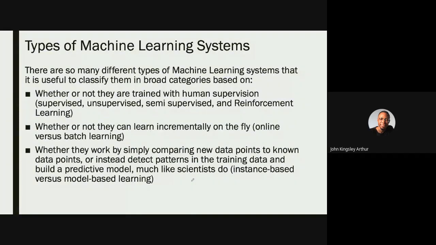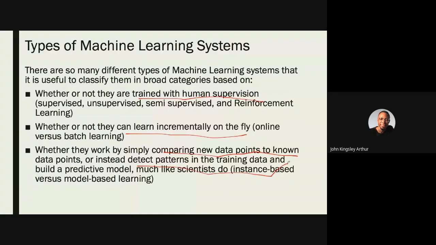Now, quickly, we want to also further look at the different types of machine learning algorithms. There are several wonderful types of machine learning algorithms that we can use, and they are put into categories based on, number one, whether or not they are trained with human supervision, or whether or not they can learn incrementally or on the fly, or whether they work by simply comparing new data points to known data points, or instead detect patterns in the training data and then build a predictive model.